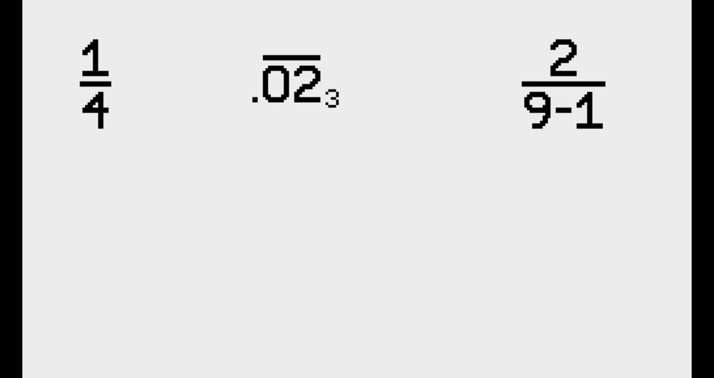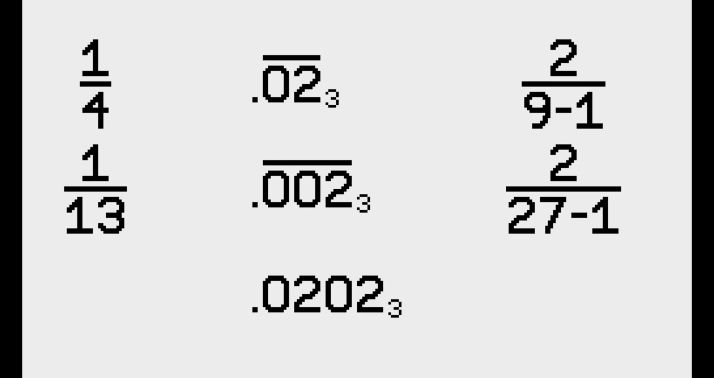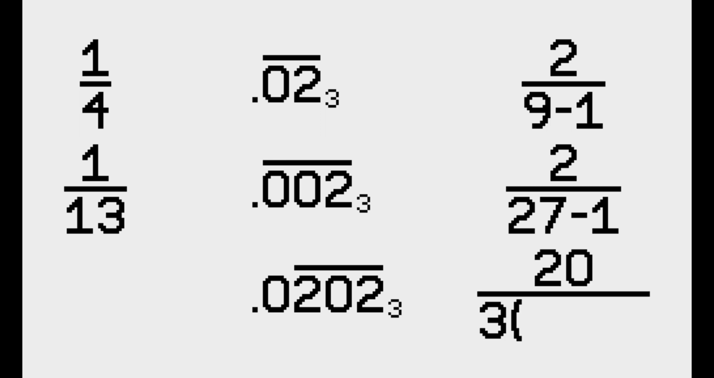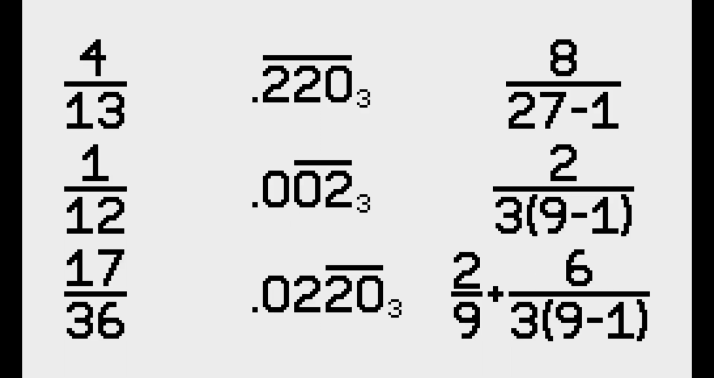For those familiar with repeating decimals, 1/4 is represented as 0.02 repeating, which is the same as 2 over 9 minus 1. Another example of a repeating decimal is 0.002 repeating, which can be represented as 2 over 27 minus 1, or 1/13. They don't necessarily have to repeat the whole decimal, like 0.0202 with the 202 repeating. This can be represented as 20 over 3 times 27 minus 1, or 20 over 78, which equals 10 over 39. Here are some more examples.